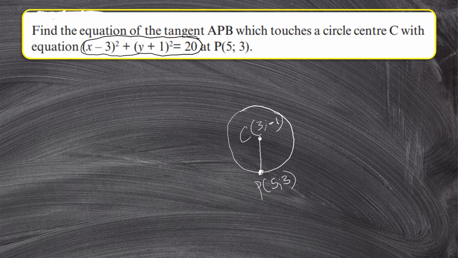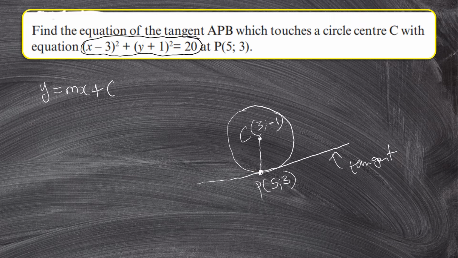Definitely the radius is this line from C to P. But very important, we are very interested in this line called what? A tangent. We want to determine the equation of a tangent to this circle. What is the standard form for the equation of a tangent? A tangent is a straight line, and a straight line is y equals mx plus c, where m is our gradient and c is our y-intercept.